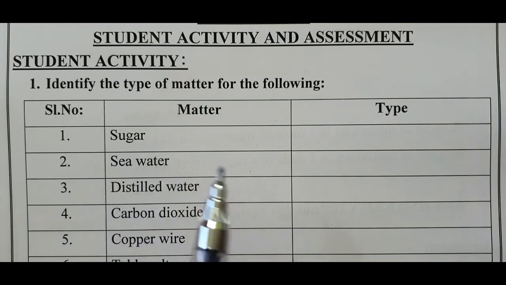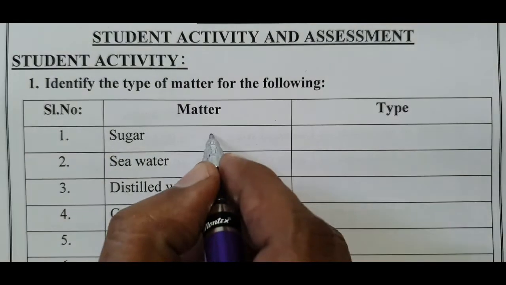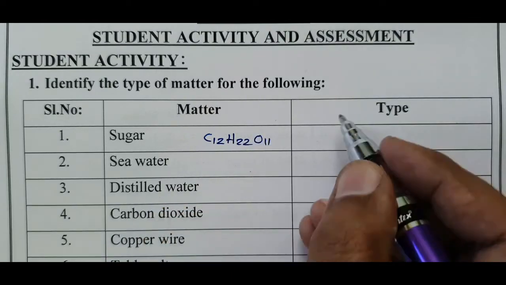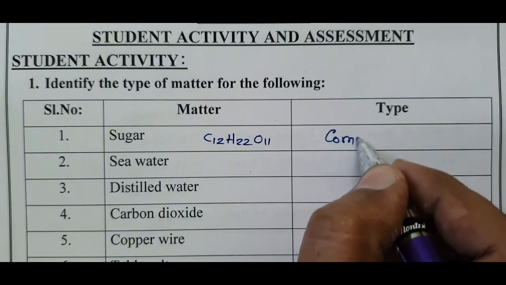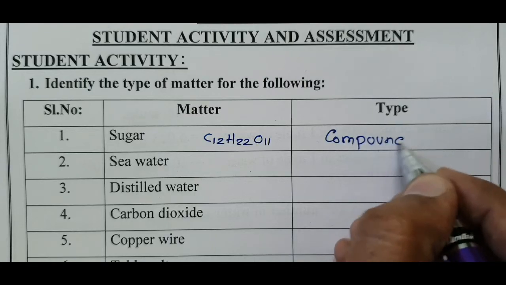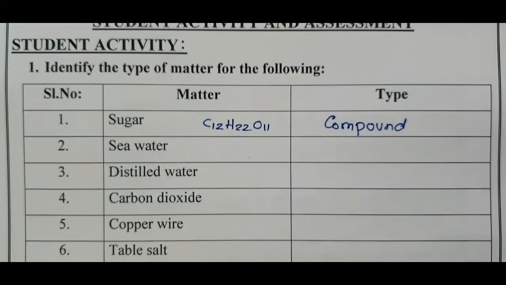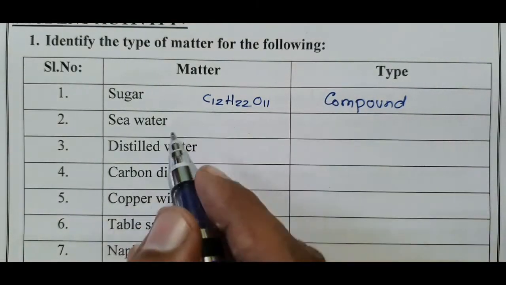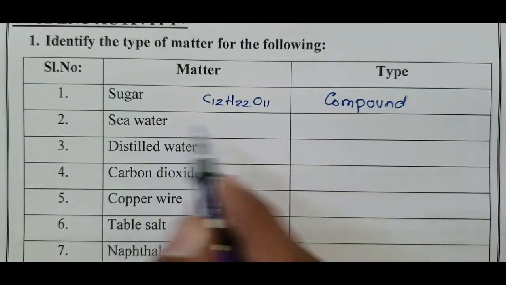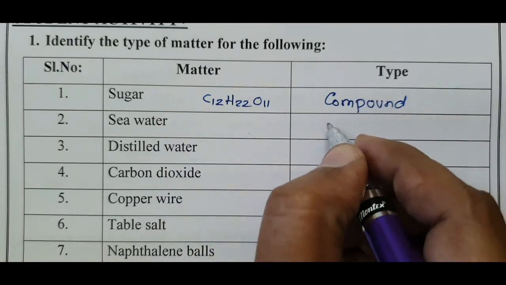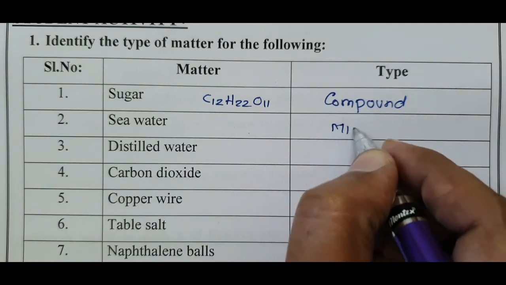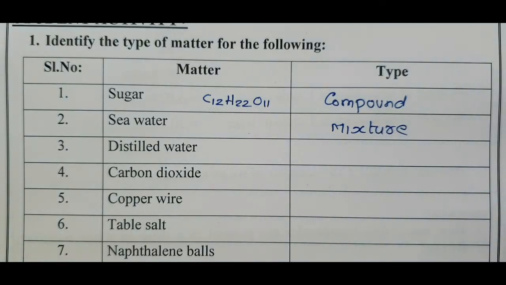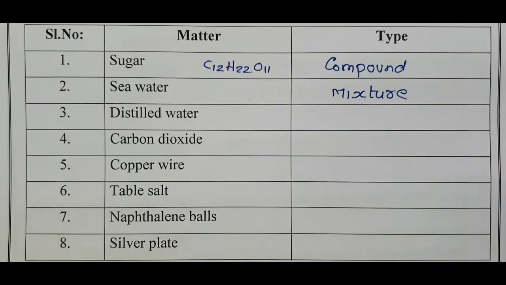We can write the molecular formula as C12H22O11, which is an example of a compound. The next one is seawater. Seawater is a mixture of a number of salts. Therefore, we cannot indicate it by a common molecular formula. It is only a mixture of the given sample. Air and seawater, these are mixtures.